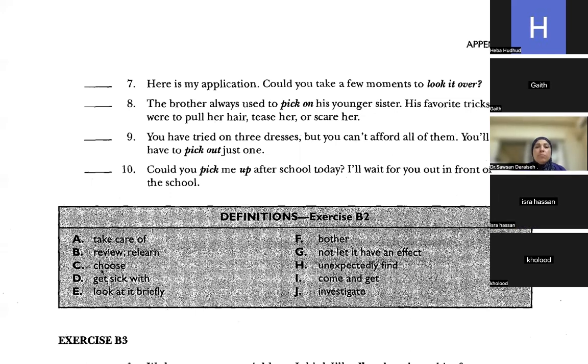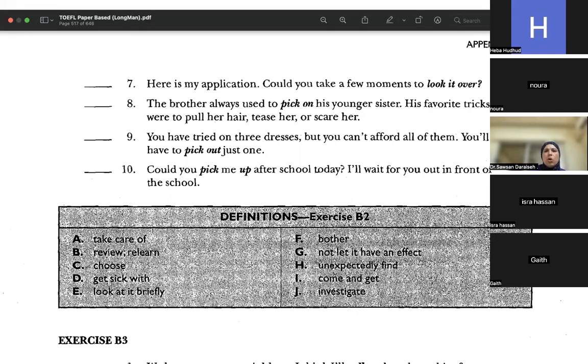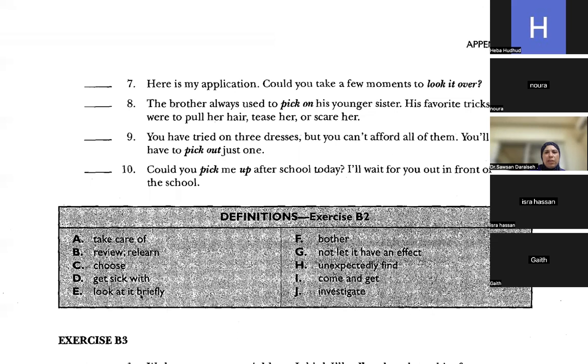Here is my application. Could you take a few moments to look it over? Good. Look at it briefly. Take a view يعني. Good. So look it over means, huh? Which one did you get? Which one يعني did you answer? بيقولوا. Look at it briefly. Yeah, that's it. That is what the answer is. That's right, the دكتورة. Good. Look it over means to look at it briefly. Okay. And تتفحصها, guys, you know, بالنظر, to check that things are in place. That's really what it means.